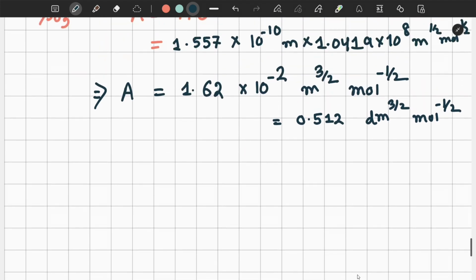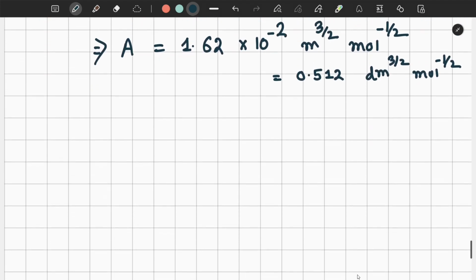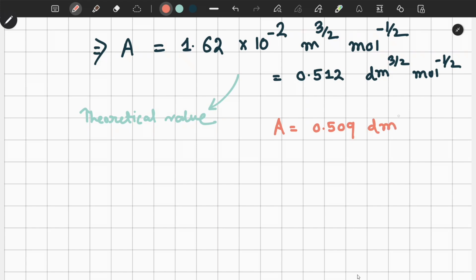Yes. Okay, so this is the A and B coefficient. And this is, let me write it, the theoretical value. And the actual value is 0.509.